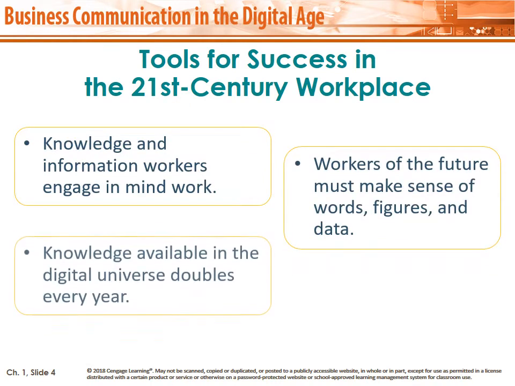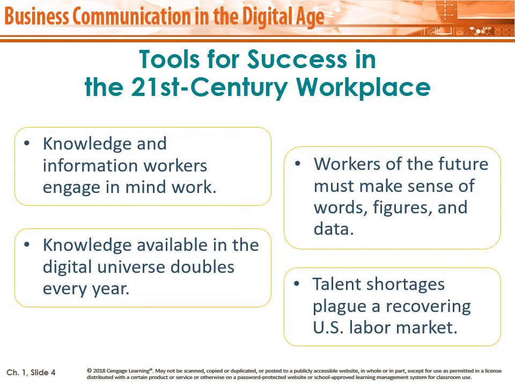So this would lead us to the tools of success. What should I have in order to be successful in the 21st century workplace? You need to have knowledge and information because we have two types of workers: knowledge worker and information worker. The knowledge worker is the worker who is getting paid because he has knowledge, he is learned, and he is willing to learn more. He has education. And the information worker is the worker who is able to process information and to produce information at the same time. So in order to be successful, you need to combine both, to be knowledgeable and to have information and to be able to process words, figures and data.